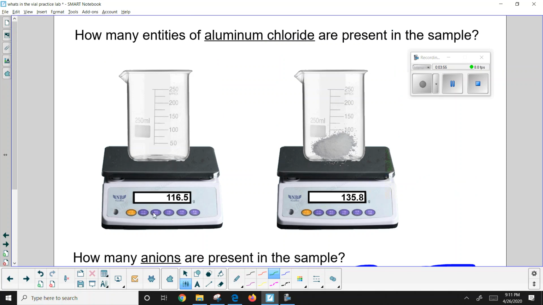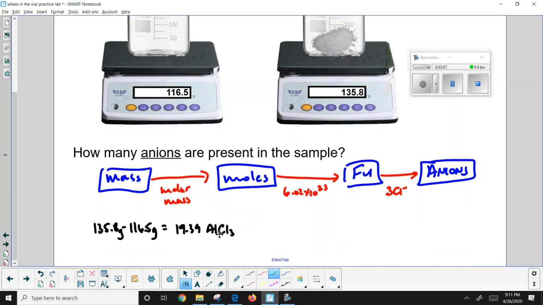So let's look at how we do this. So the first step, we figure out how many grams of aluminum chloride I have. So you subtract, you end up with 19.3 grams. I think that's a typo over here. So just 19.3 grams. And then basically from that, what I'm going to do is from the molar mass, figure out the number of moles and all the way down to the end, like we discussed just a bit before.